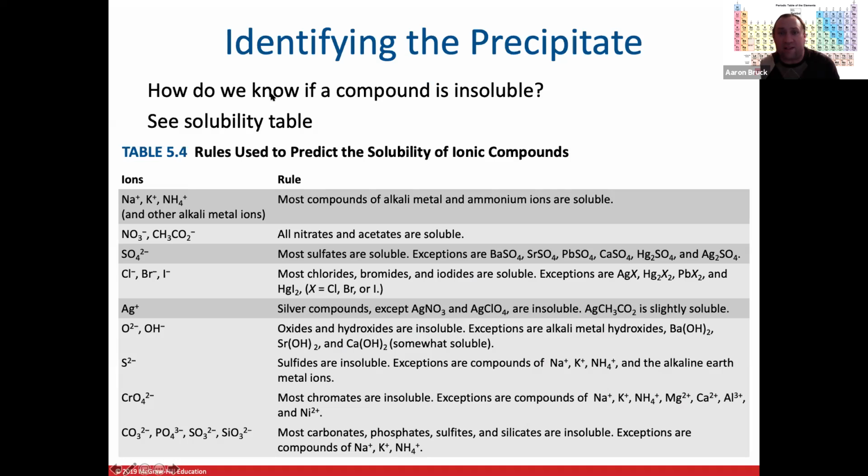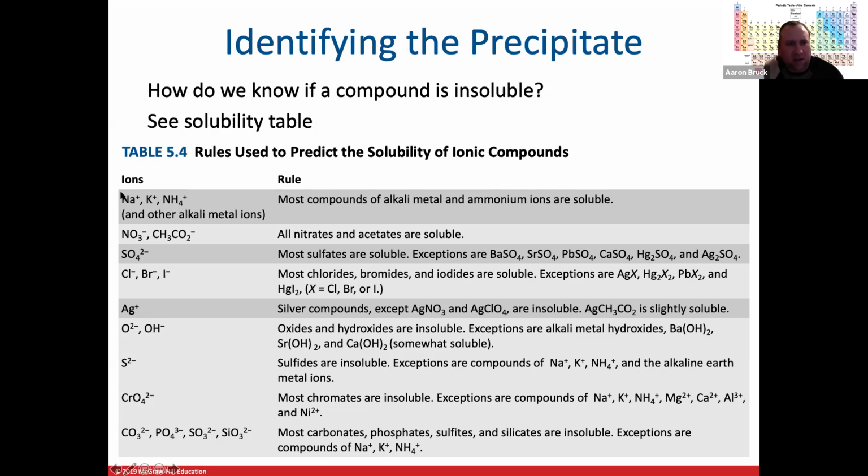How do we go about identifying that precipitate? How do we go about identifying whether a precipitate is formed? This is where we reference something called a solubility table. Solubility tables give us some ideas about how to predict solubility, how to determine whether or not something is going to be soluble or insoluble.